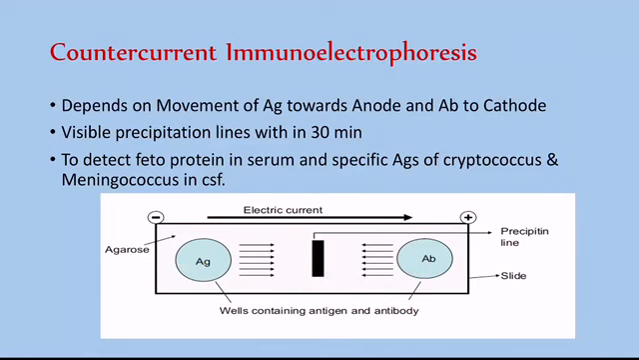This countercurrent immunoelectrophoresis is 10 times more sensitive than the standard double diffusion techniques. It has clinical applications in detecting various antigens such as alpha feto protein in the serum, and specific antigens of cryptococcus and meningococcus in cerebrospinal fluid.